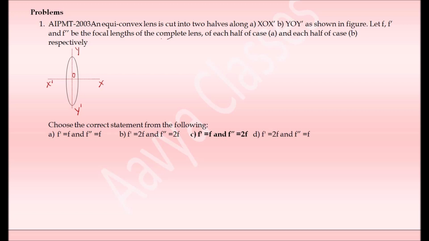If we cut the lens along the x dash, then it means we are cutting the lens along the principal axis, and in this way the focal length remains the same. So clearly f dash must be equal to f. And again, if we cut the lens along the y dash, then it means we are cutting the lens perpendicular to the principal axis, and in this case f double dash will be equal to 2f. So if you see the options, then option C is correct: f dash is equal to f and f double dash is equal to 2f.